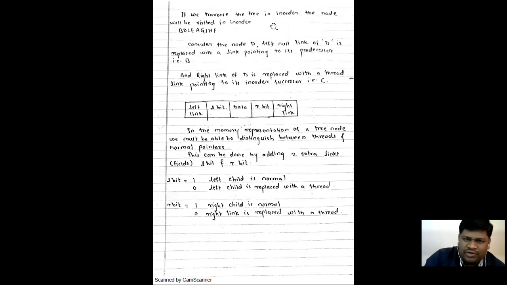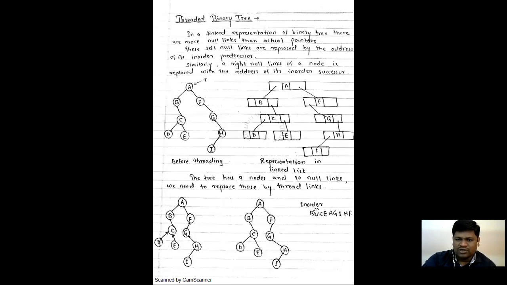Now if we traverse the tree in order, the nodes will be visited in order: B, D, C, E, A, G, I, H, F. Now consider the node D. So here, the D node is there.